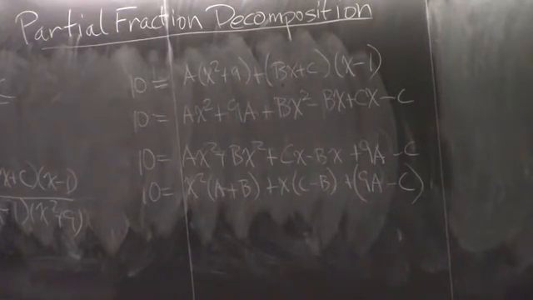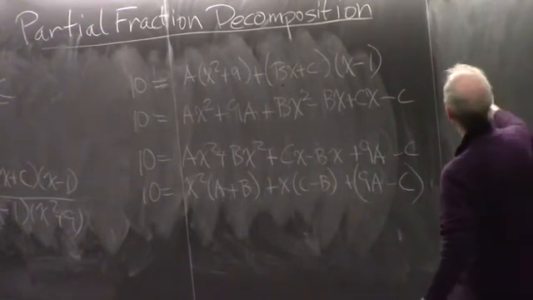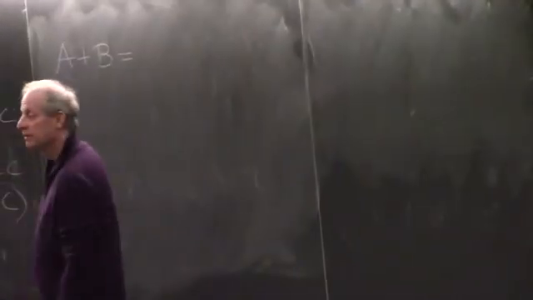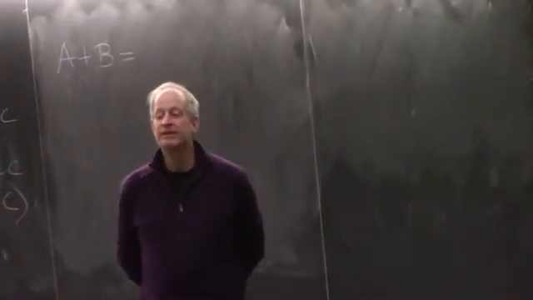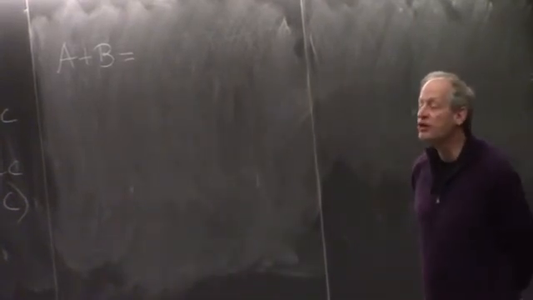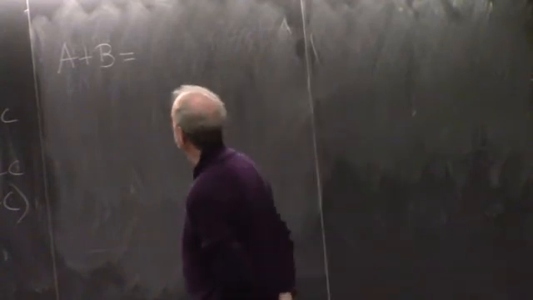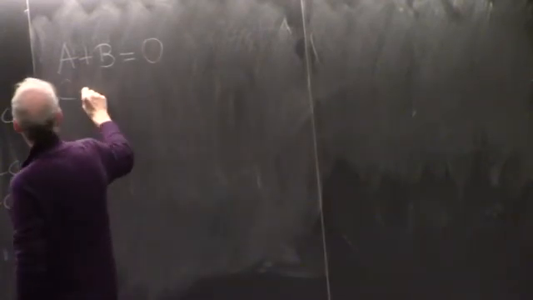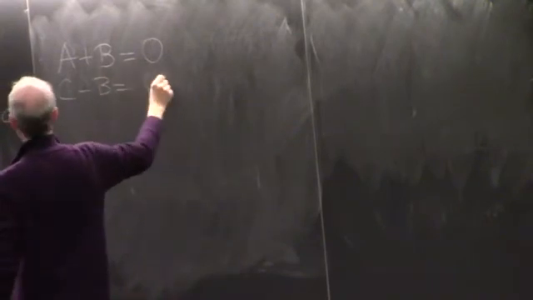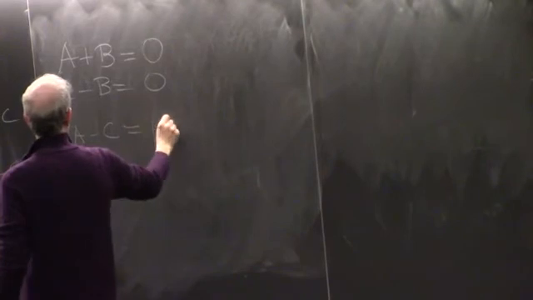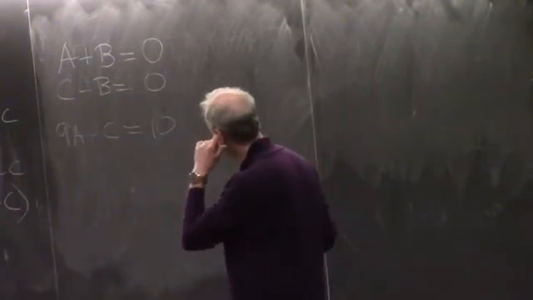Okay. So, what do we know? What does a plus b have to equal? Has to equal 0. There is no x squared term on the other side. So a plus b has to equal 0. c minus b also has to equal 0. And 9a minus c has to equal 10.